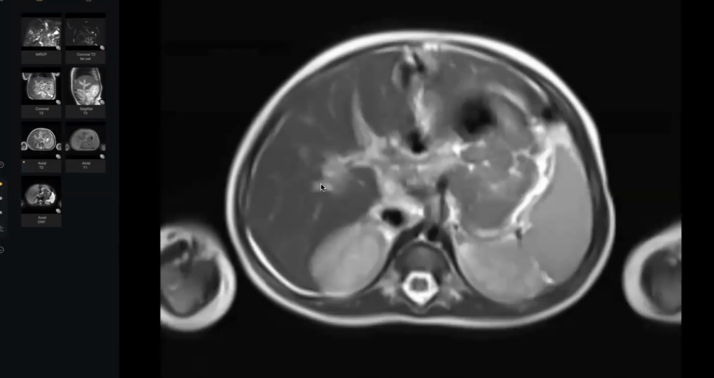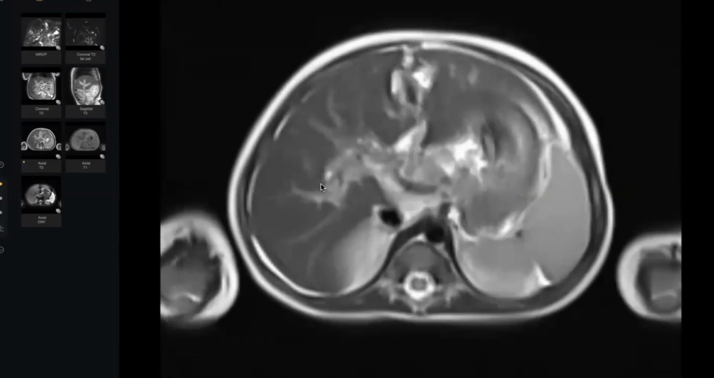I can see that there is absence of the gallbladder. I cannot see the gallbladder. This is the most important sign. By the way, my colleagues, it may be a hypoplastic gallbladder.